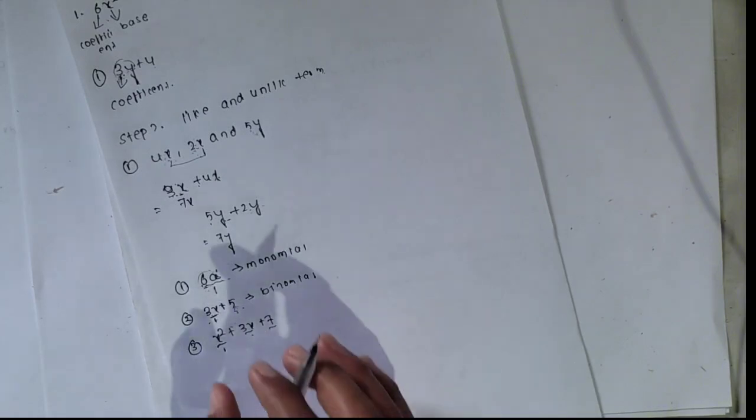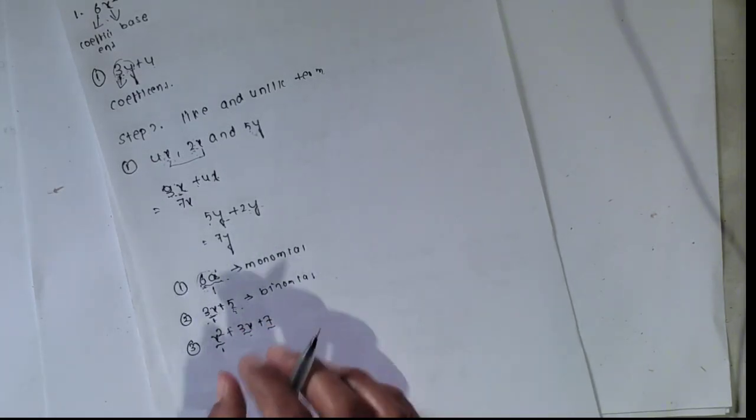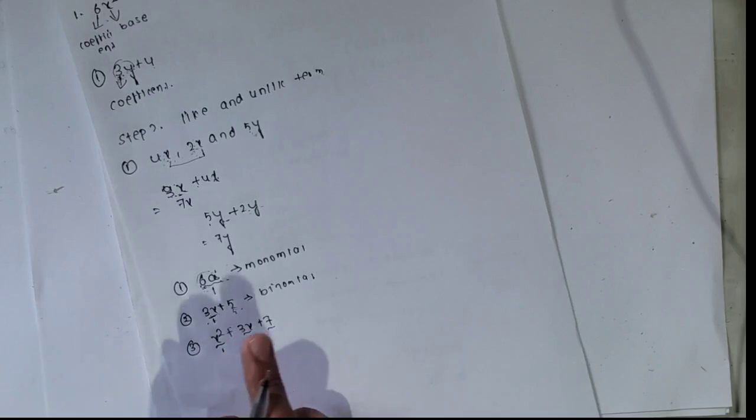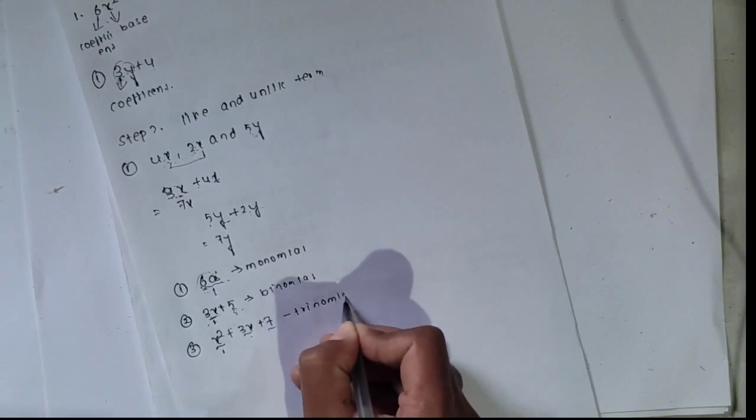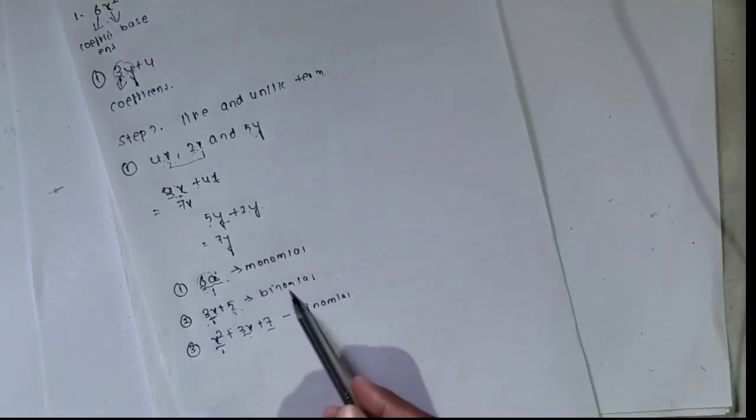Question number 3. x squared plus 3x plus 7. How many terms are here? This is one term, separated by a plus sign, and it is also separated by a plus sign. That means one term, and one term. If we add 1, 1, 1, then it is three terms: first term, second term, and third term. That means it is a trinomial. I have already told you what a monomial, binomial, and trinomial are.